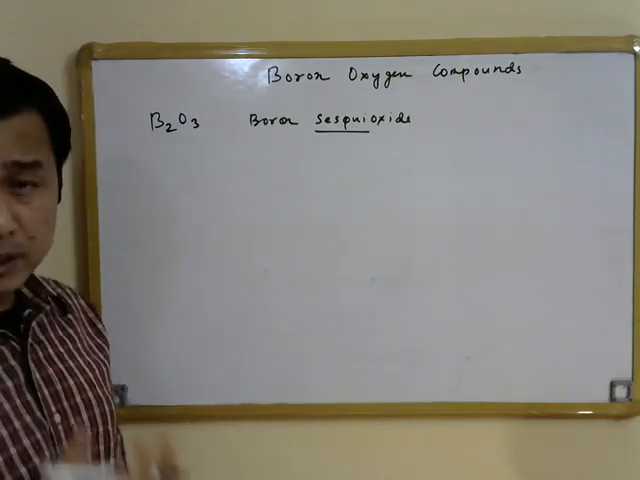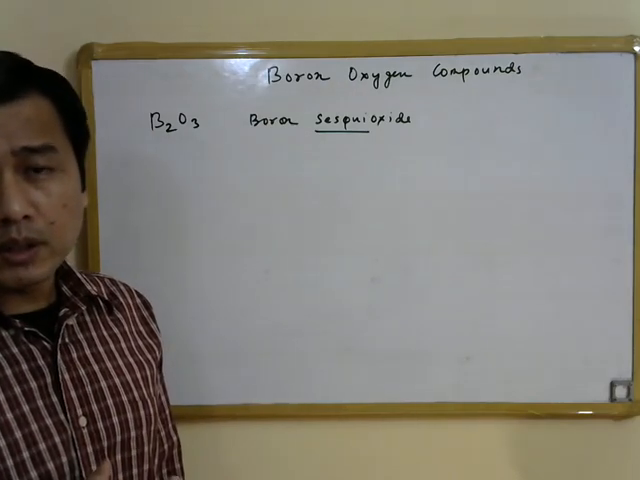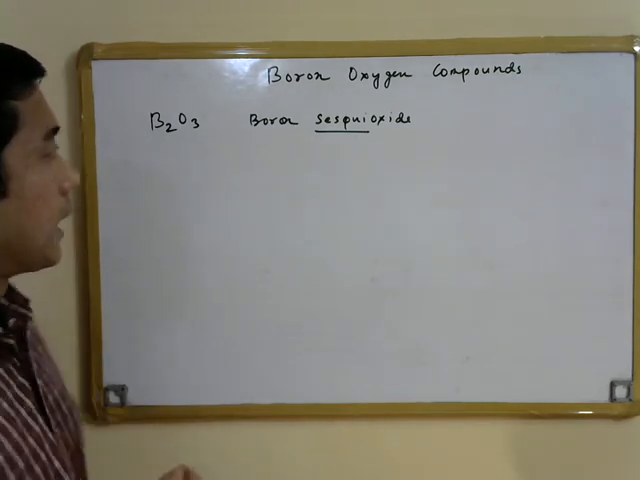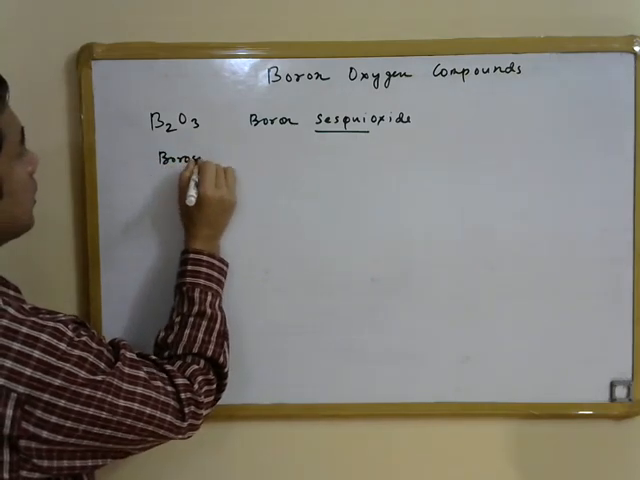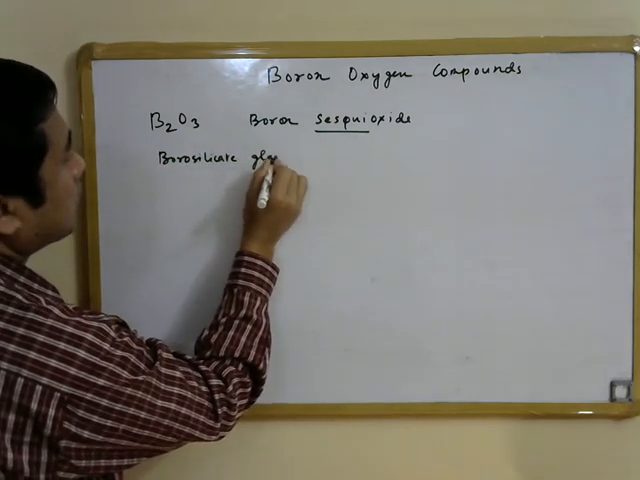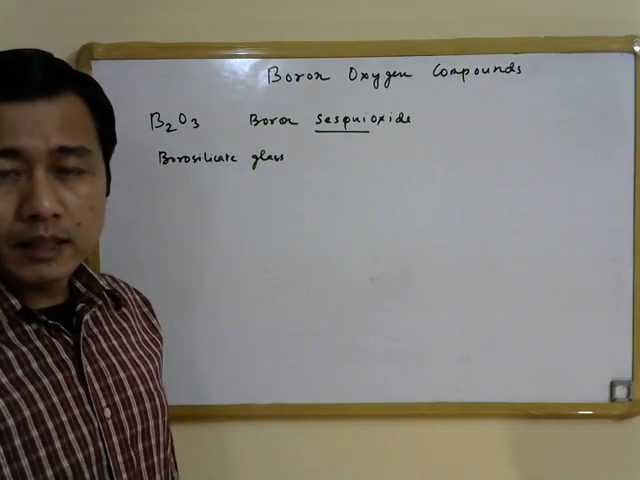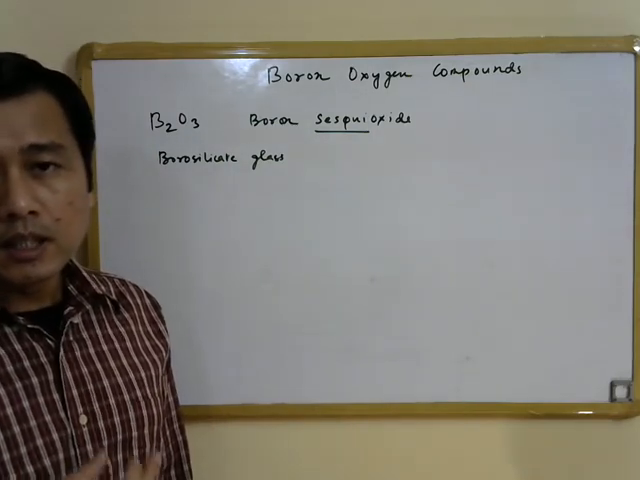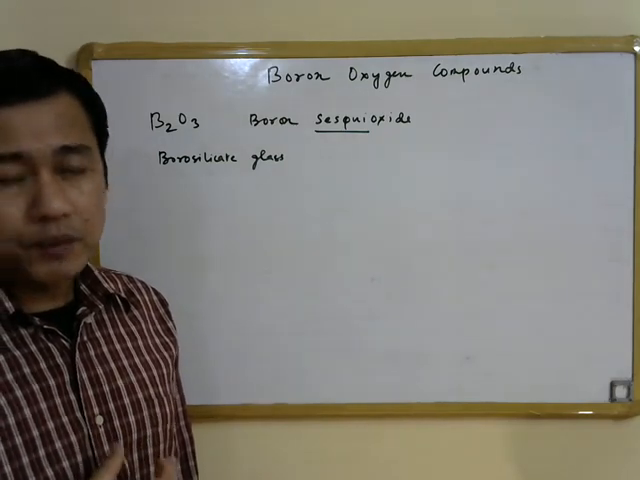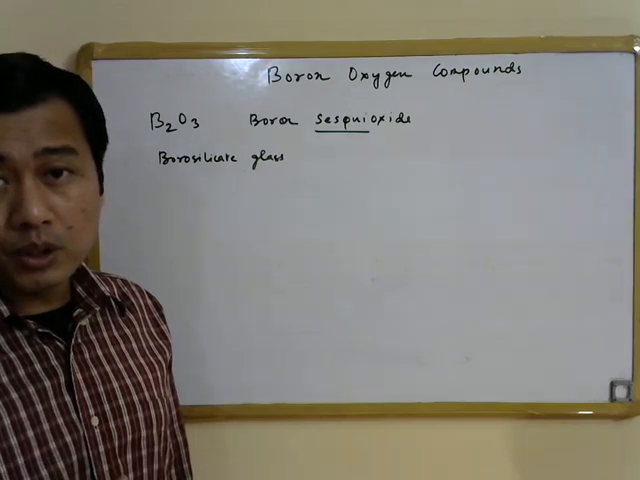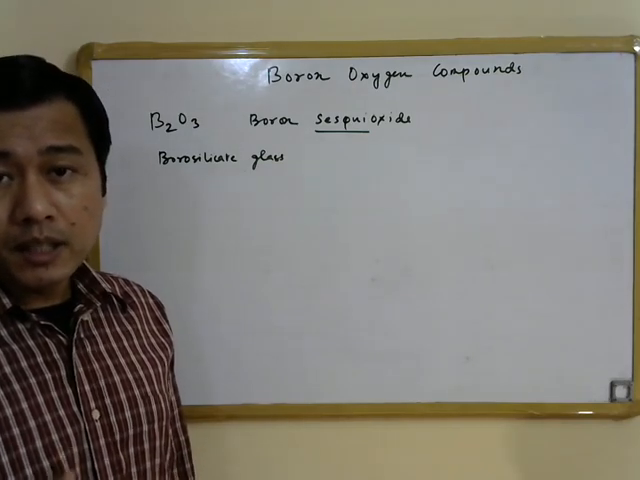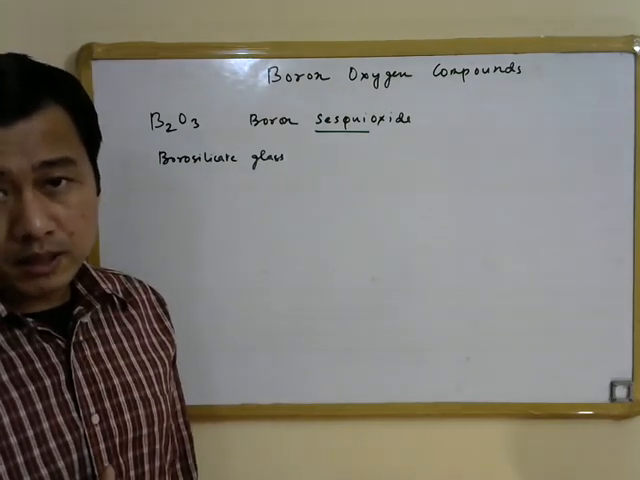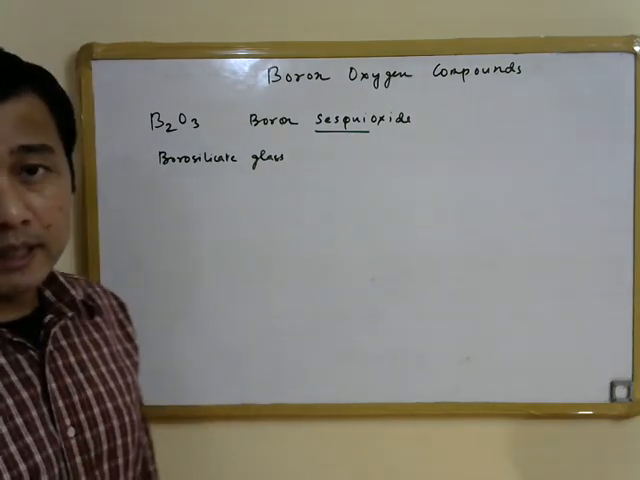Now this particular compound, boron sesquioxide, is a very important compound industrially because it is used for manufacturing of borosilicate glasses that we use in the laboratory. All glasswares are made of borosilicate glass. One specific property of borosilicate glass is that its coefficient of thermal expansion is very small, and that is why we can use these glasswares at quite high temperatures as well as at low temperatures, and the glassware still remains intact because of this property of borosilicate glasses.